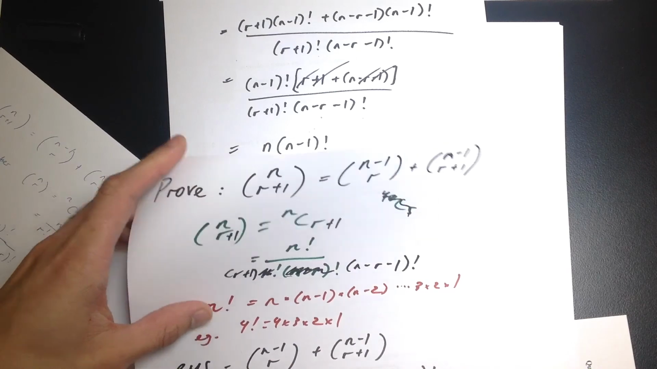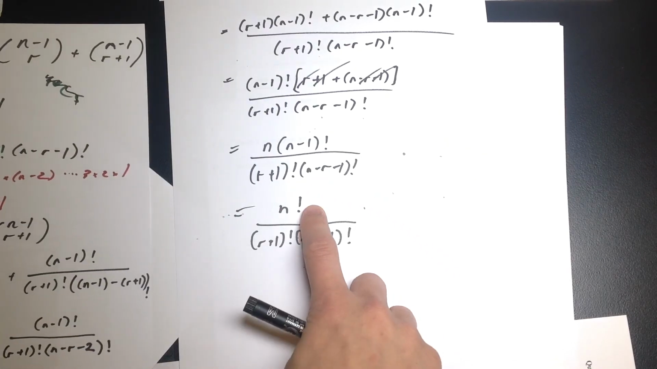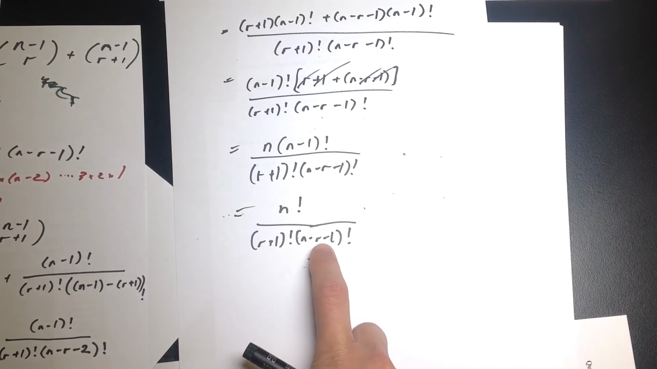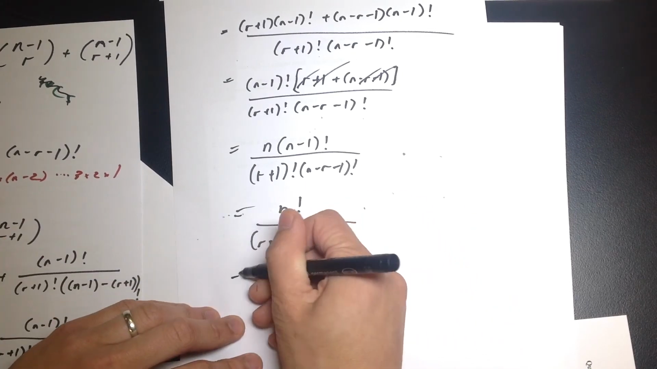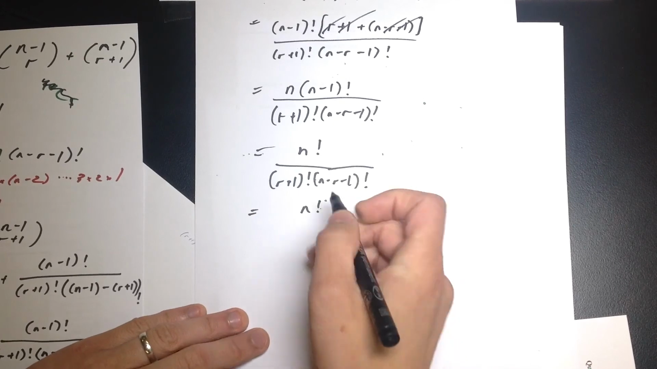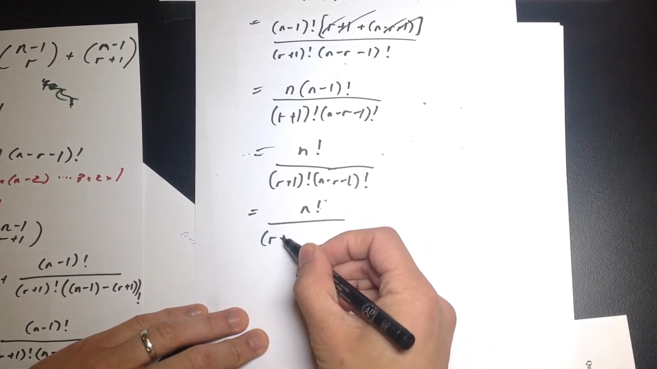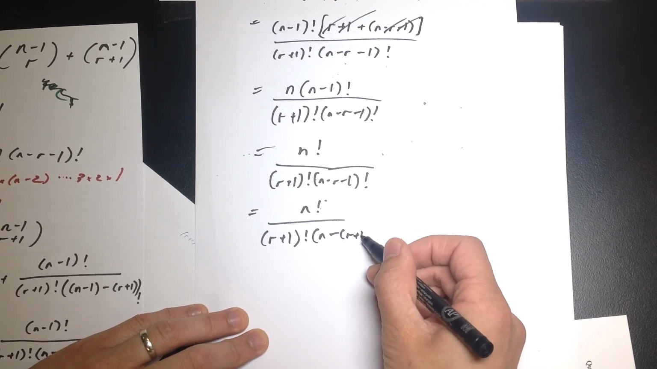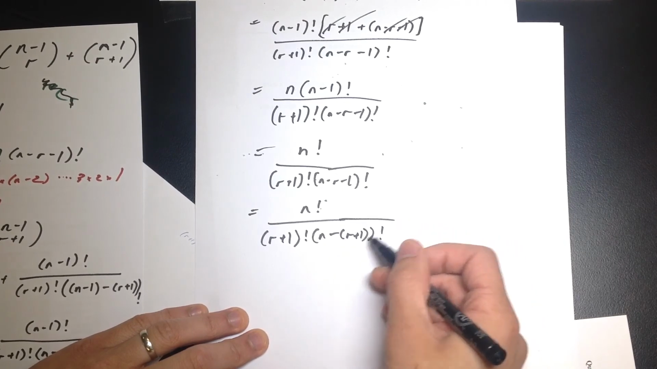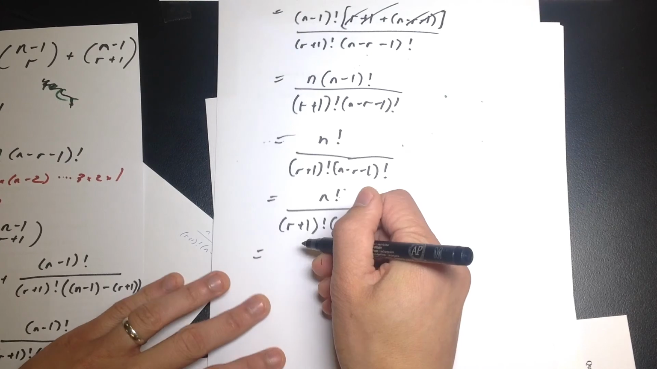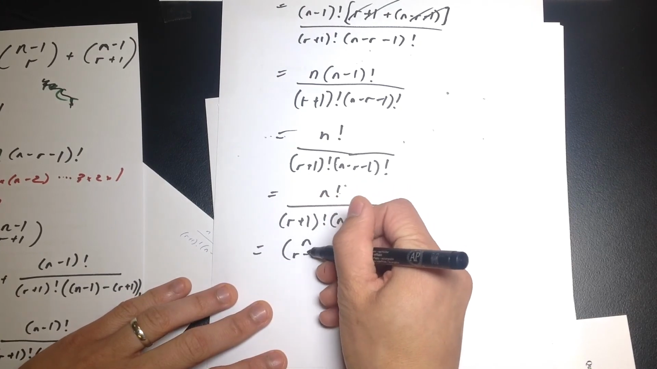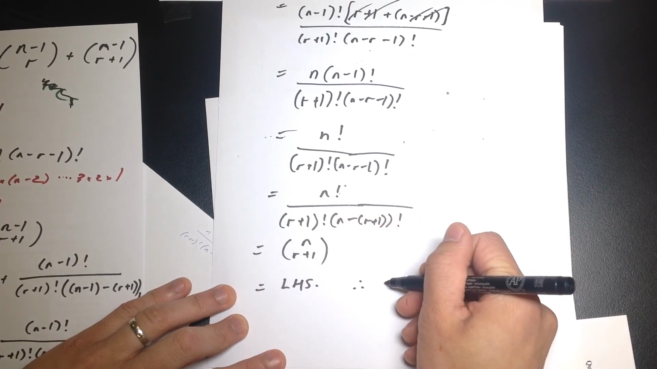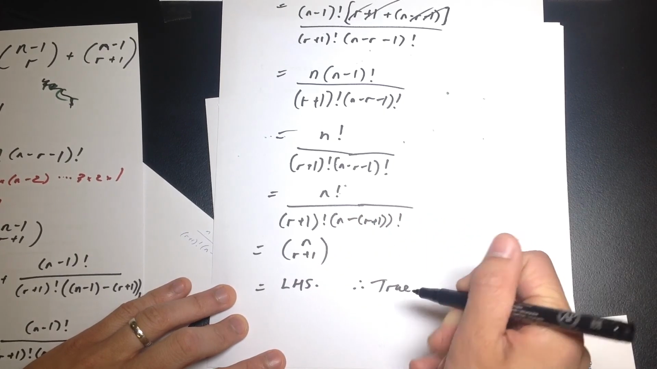Now, have a look at what we've arrived at. I've got the n factorial on top. I've got the r plus 1 factorial over here, and that's the n minus r minus 1. Okay, if you wanted to make it super obvious, you could say, well, that's n factorial on r plus 1 factorial times n minus (r plus 1) factorial, just watch your brackets there. Okay, and that is, by definition, n choose r plus 1. That's the left-hand side. Okay, therefore, the identity is true.